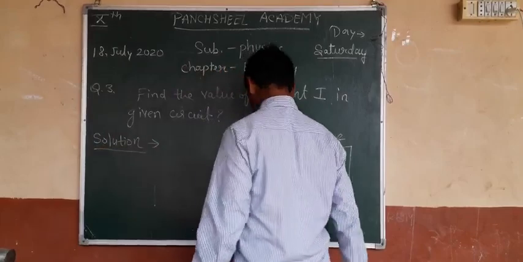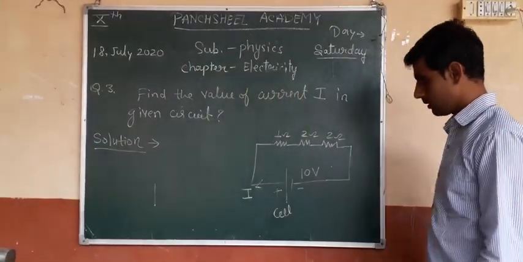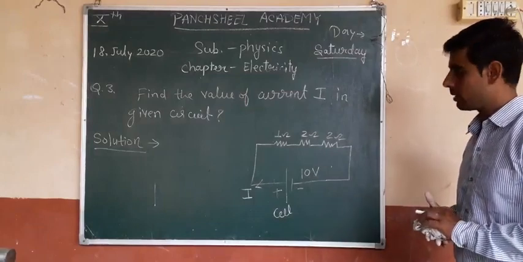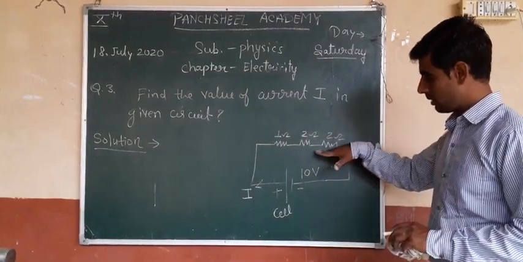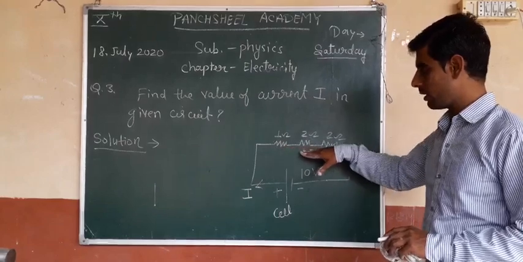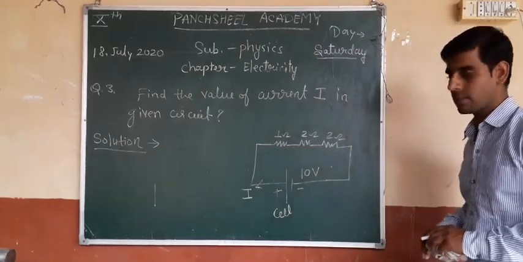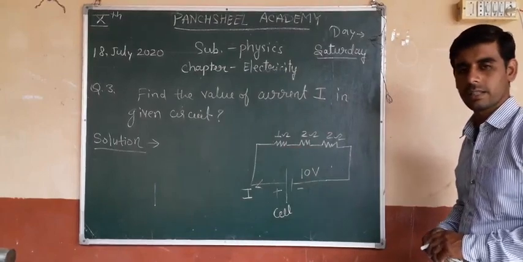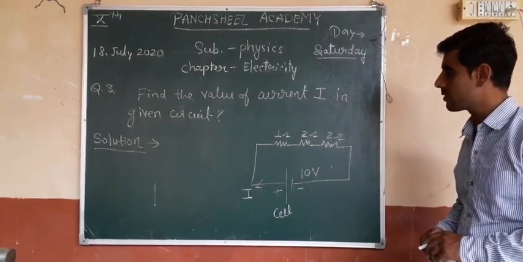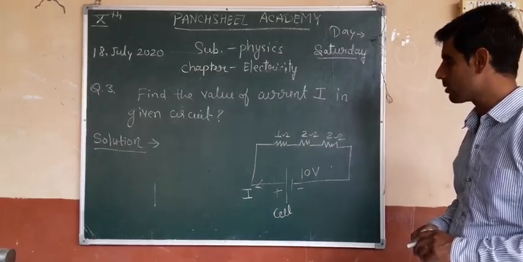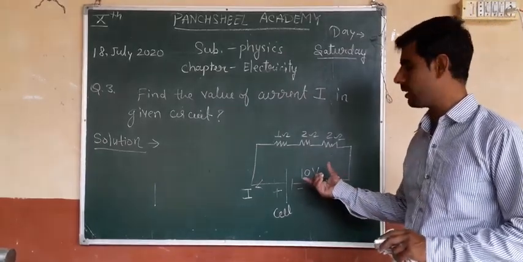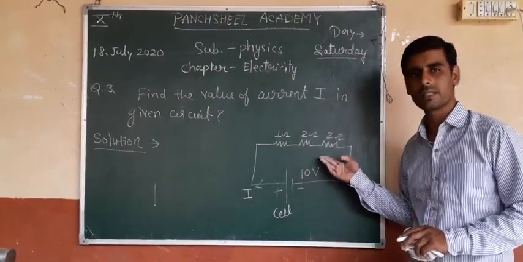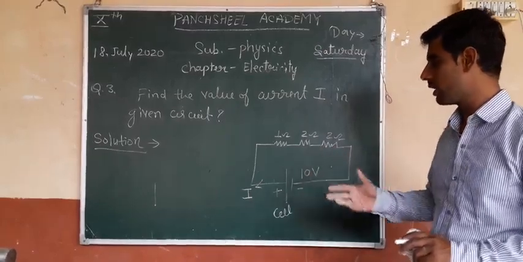First of all, you have to solve these three resistances which are given, whether these resistances are in series or parallel. So first of all, you have to identify clearly. I visualize that these three resistances are connected in series.